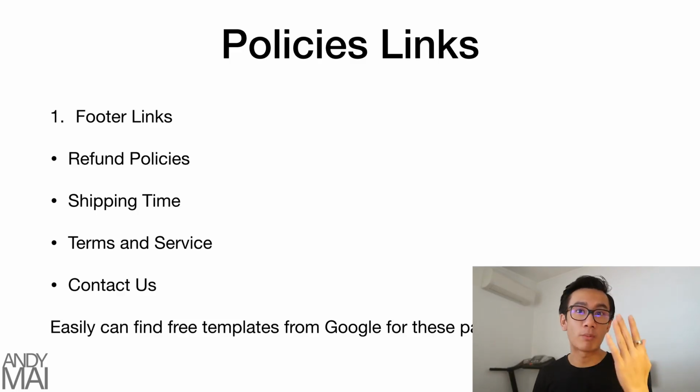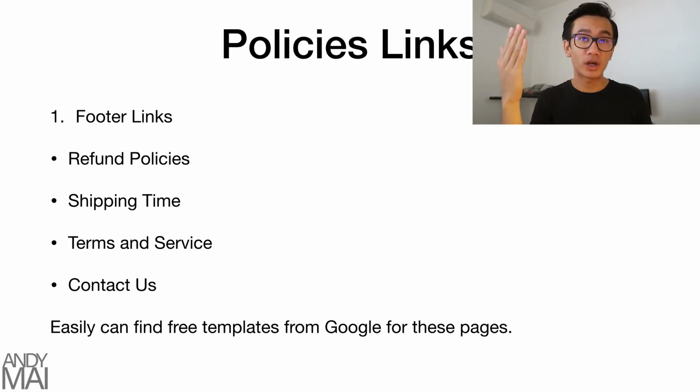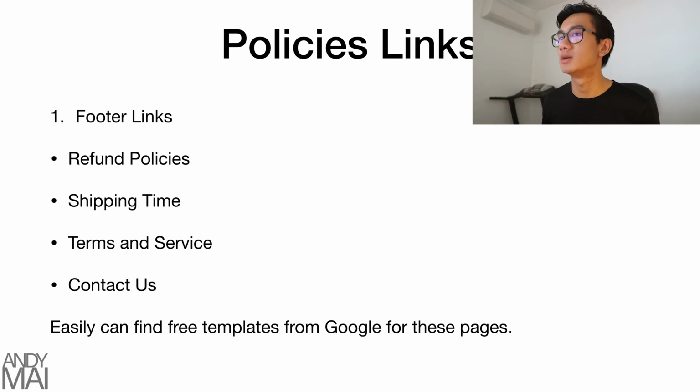Now, another tip is having policy links. You want to have everything in your footer: your refund policy, shipping time, terms and conditions, contact us buttons. And not only do they satisfy Facebook and Google's regulations, but they actually increase your conversion rate because it makes your site look more authentic. And you can find free templates for each one of these pages on Google, so it's very easy. Just copy and paste these templates for refund policies, shipping times, terms and services.